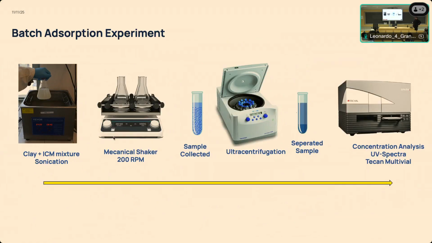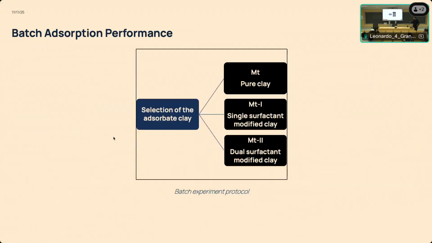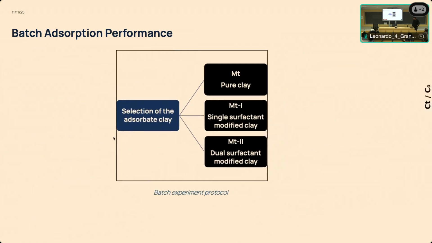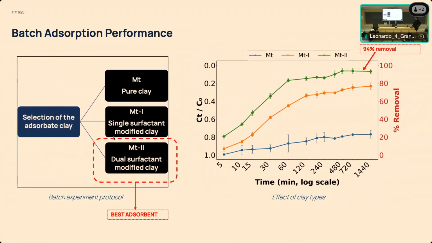The experiment was pretty straightforward. We started with a mixture of clay and ICM at a given concentration and adsorbent dose. We used a mechanical shaker to check the removal capacity, and then the samples were analyzed in a UV-visible spectrum. Of course, we had three different clays to test, and once we tested all three, here are the results. You can clearly see the double modified clay showed almost 94% removal rate at the lowest concentration of 10 milligram per liter.